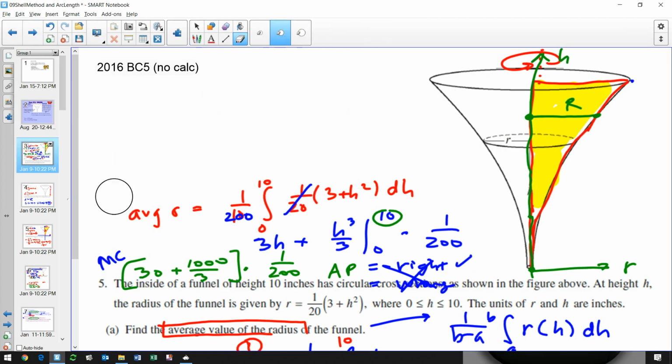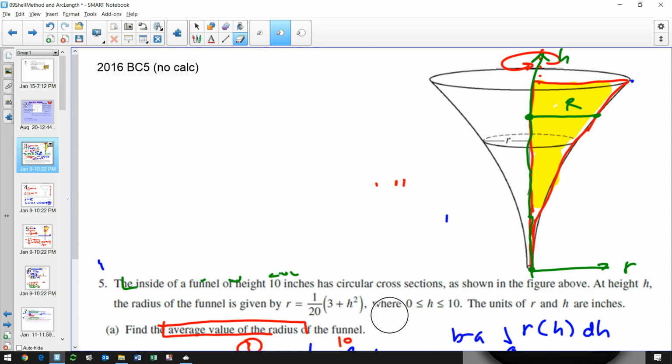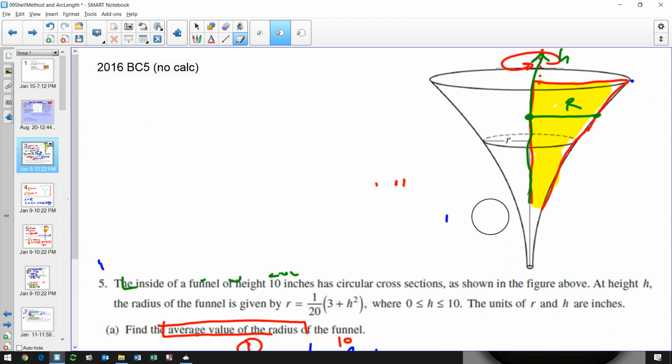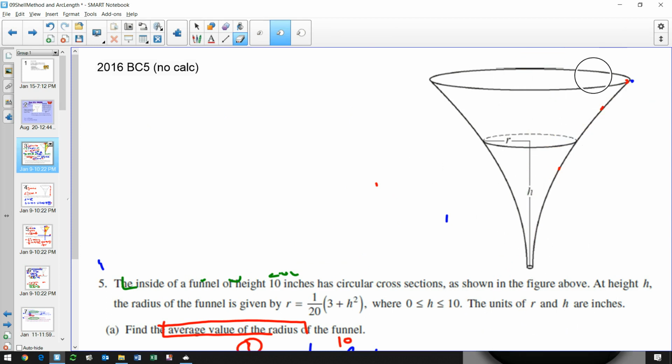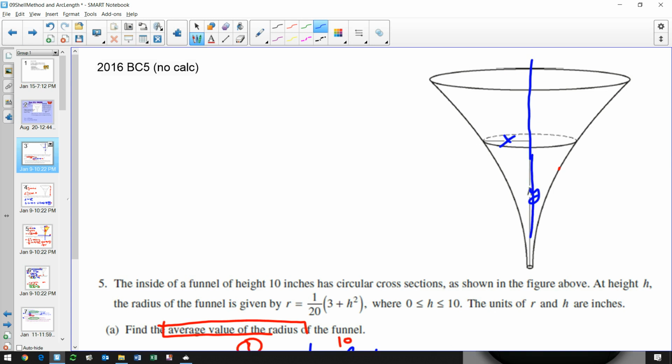All right. So you had a question on your bonus. It looked like this funnel, and they asked, what is the volume of this funnel? What you had to see was that, while they gave you H's and R's, if you replaced all your R's with X and all your H's with Y's, it would have been a problem that was exactly what you've been working with me.